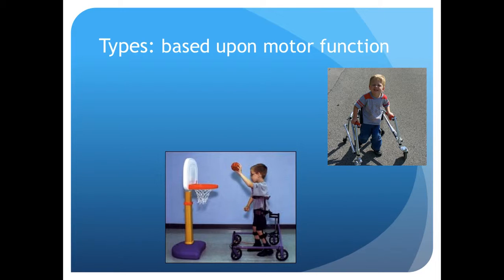Next, I'd like to talk about the types of CP, and these are based upon motor function and it affects the movement. The first type of CP is spastic. This is the most common type, and its characteristics are stiff and tight muscle movement. Next is dyskinetic. This is involuntary movement, which is more noticeable when the person tries to walk or move. It can also be slow and continuous movements, and it can also have twisting positions.